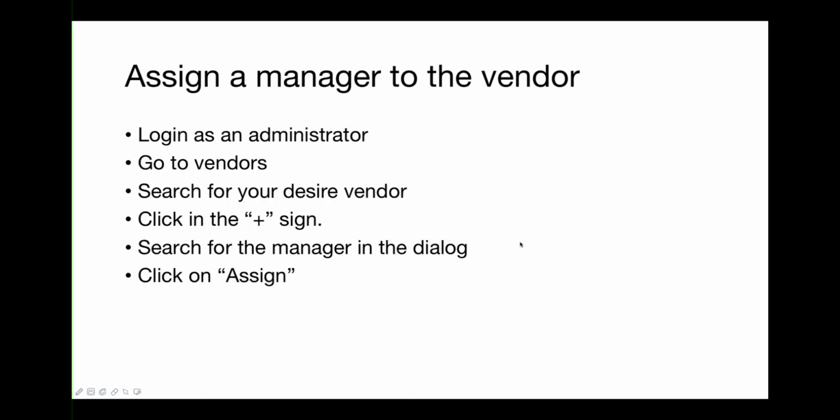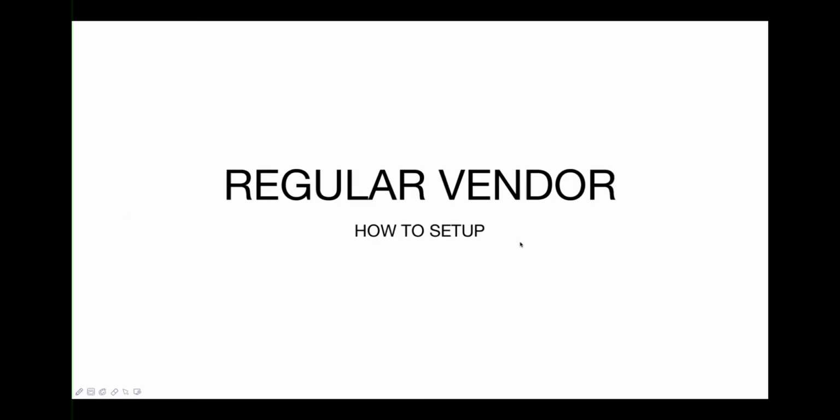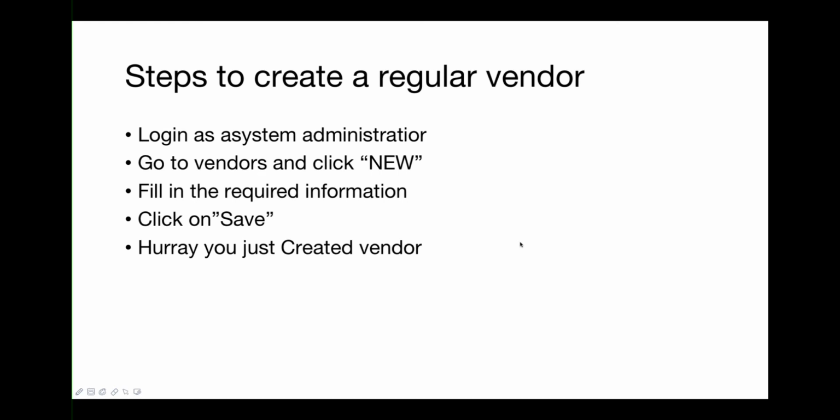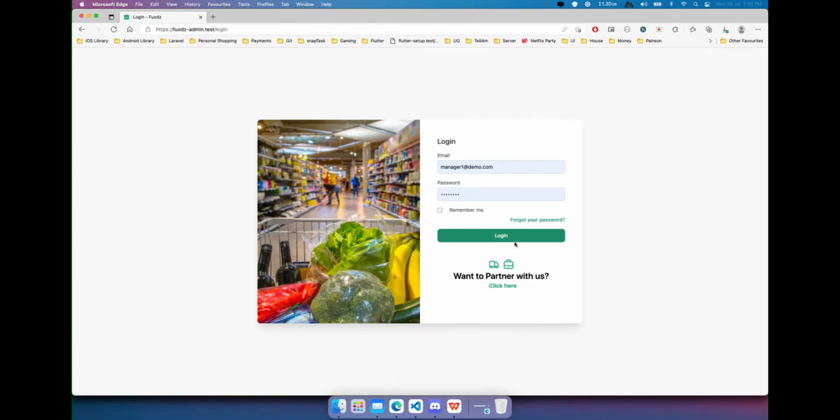So first, log in as a system administrator, go to vendors and click on new, fill in the required information, click on save, and it's created a vendor. So let's quickly do that. I'm going to log in as the administrator.